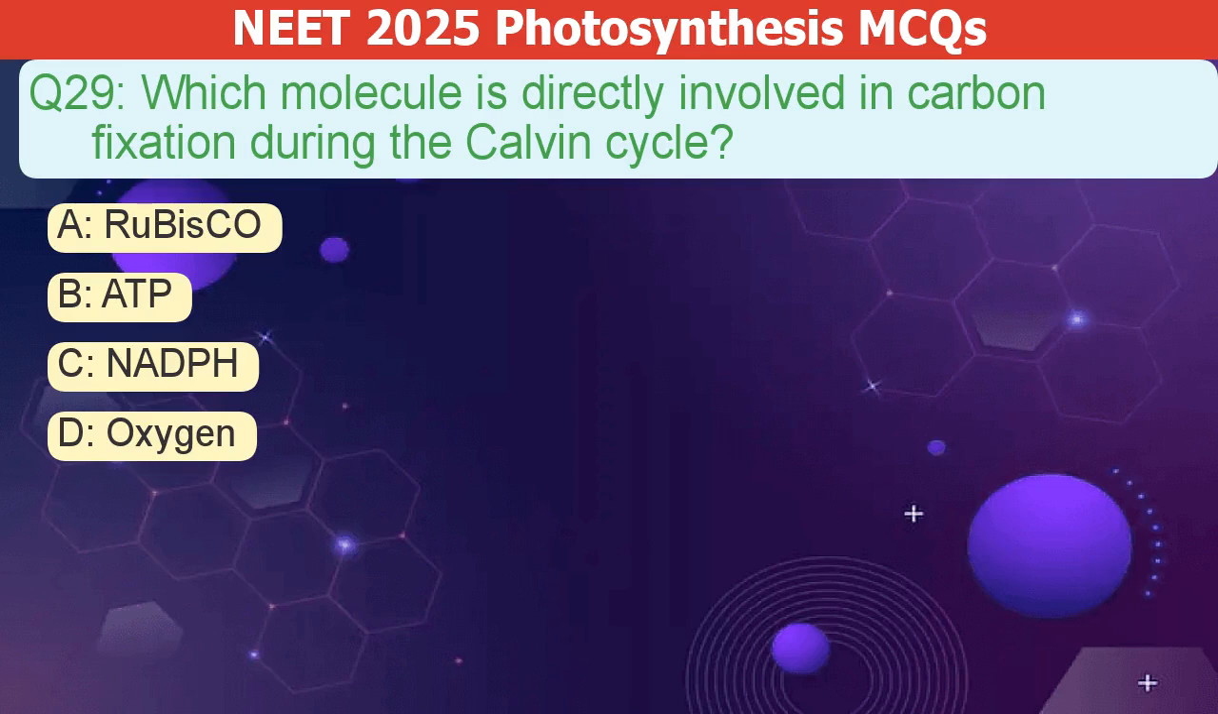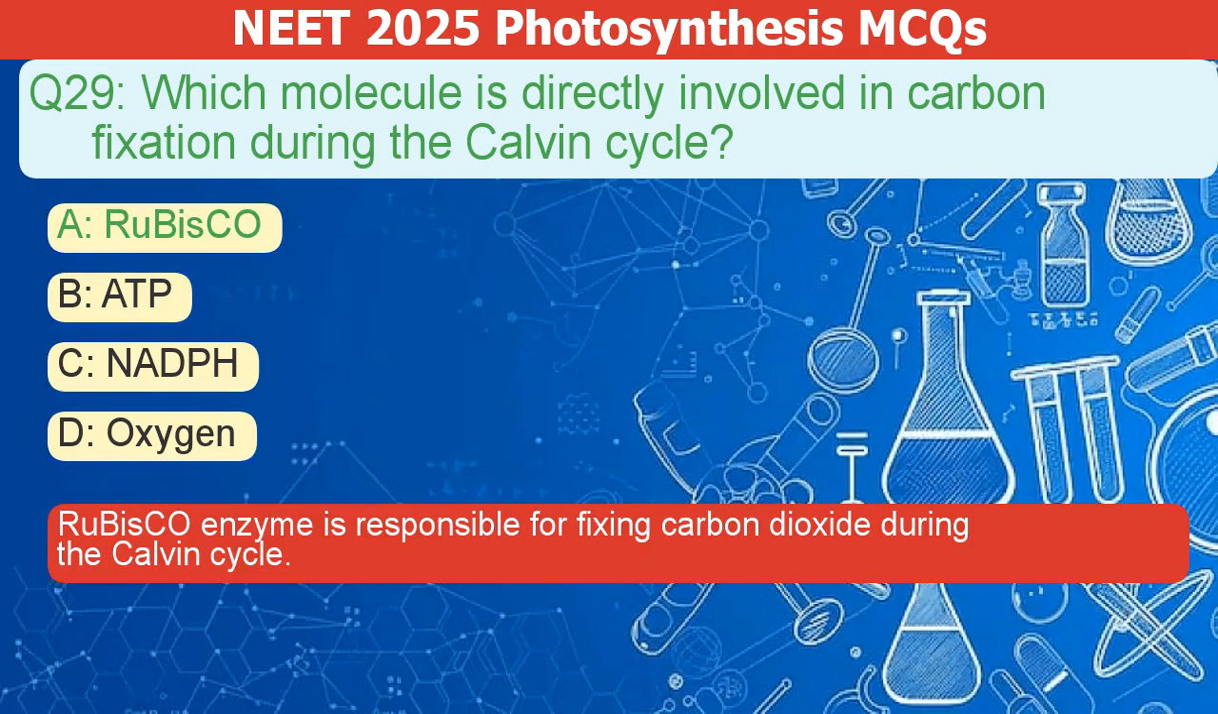Which molecule is directly involved in carbon fixation during the Calvin cycle? A. Rubisco. B. ATP. C. NADPH. D. Oxygen. The correct answer is A. The Rubisco enzyme is responsible for fixing carbon dioxide during the Calvin cycle.